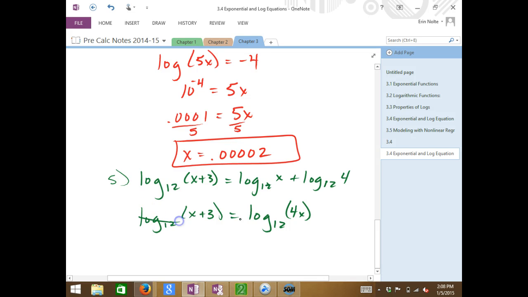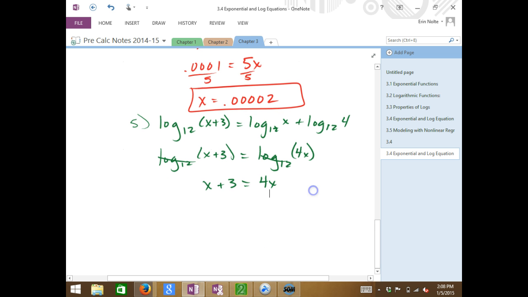Cancel them out. Okay, so now I am simply left with x plus 3 is equal to 4x, and I have a linear equation to solve. So if I subtract the x, what is my value of x? 1. So x equals 1.